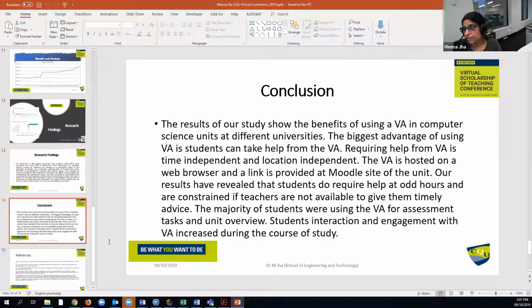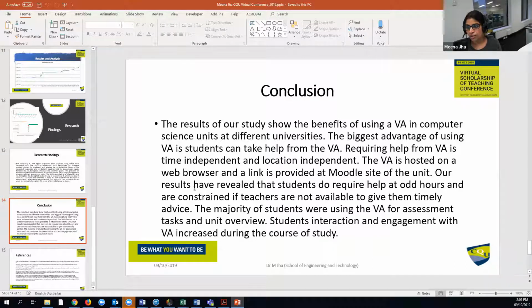The results of our study show the benefits of using a VA in computer science units. We have seen that the students are coming back. It is not that one user has used VIRTA only one time. They are coming back to use VIRTA several times. The biggest advantage of using VA is students can take help from the virtual assistant. Requiring help from VA is time independent and location independent.